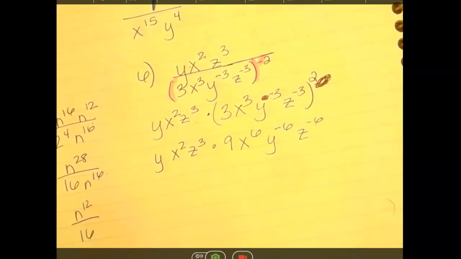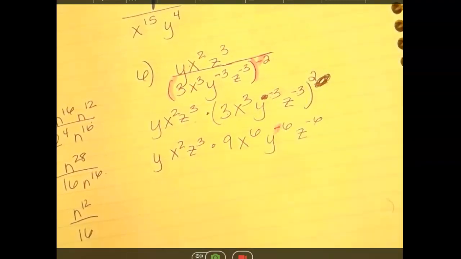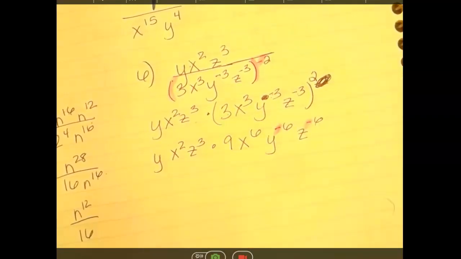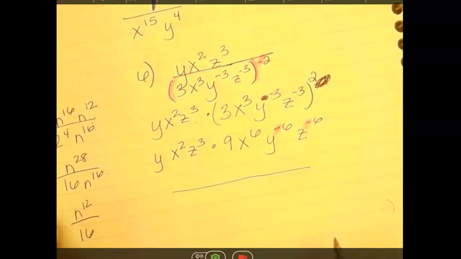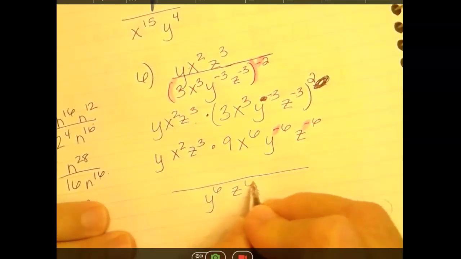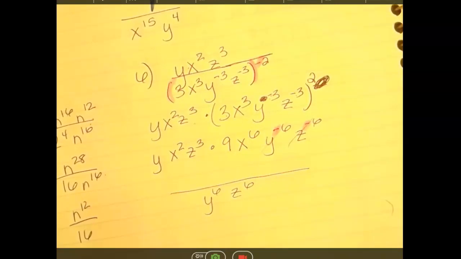So now that we've busted open the parentheses, we did all those multiplications, now we can move these things. The negative is telling me to move y to the 6 to the bottom. The negative is telling me to move z to the 6 to the bottom. So I'm going to go ahead and put a fraction up here for my next step. And I'm moving y to the 6 and z to the 6 down. I'm taking care of those. Everything else is staying on top for now.